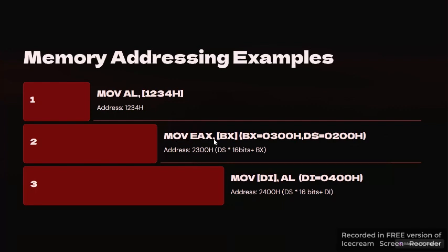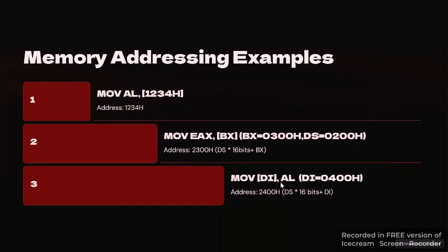Second one is move EAX comma square bracket BX. Note that we are given the value of BX, which is 0300H, and the value of DS is 0200H. So what we are going to do is multiply the data segment by 16. Why are we multiplying it by 16? Because we are using 4 digits here. So DS multiplied by 16, 0200 times 16 becomes 2000, and 2000 plus 0300 becomes 2300H. So it will be the address.